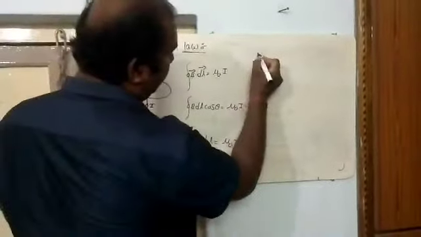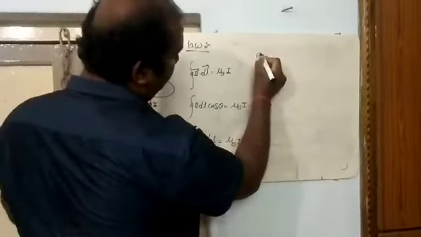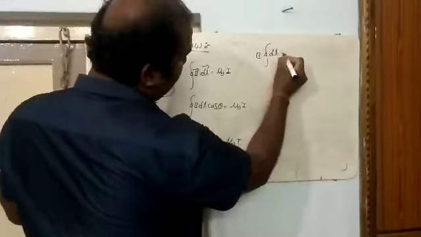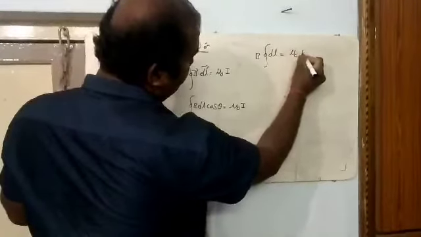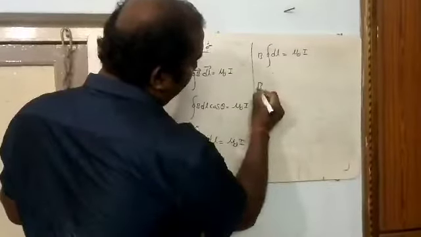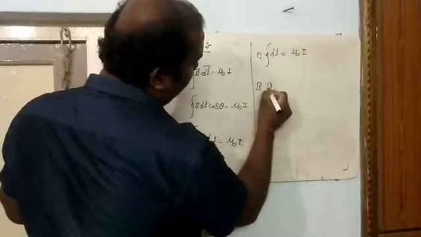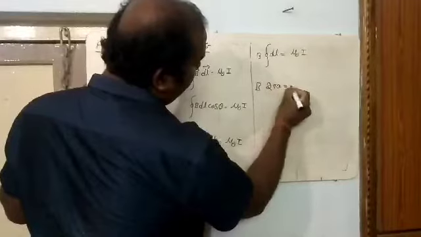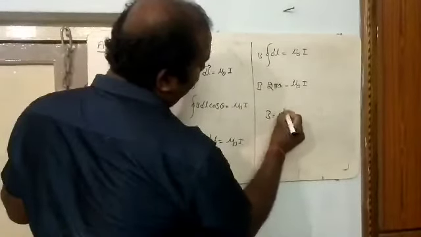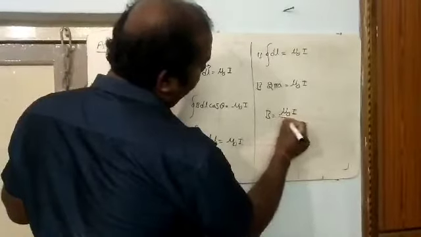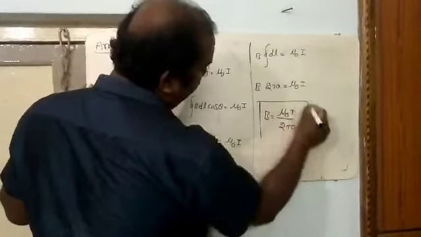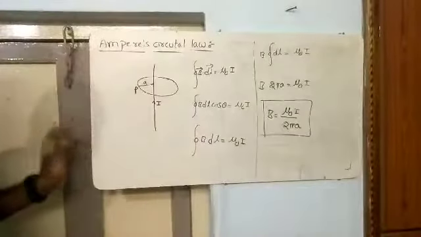Suppose if I am taking B as common, B integral dl is equal to mu naught times I. Now the total length is nothing but 2 pi r, so I can take B times 2 pi a is equal to mu naught times I, and finally B is equal to mu naught I by 2 pi a, that I can get. So see the simple derivation.